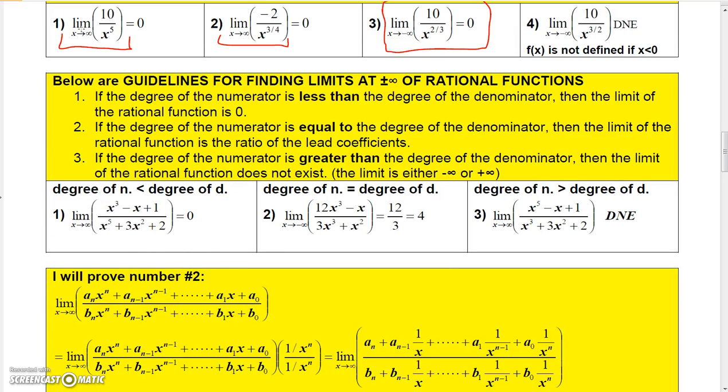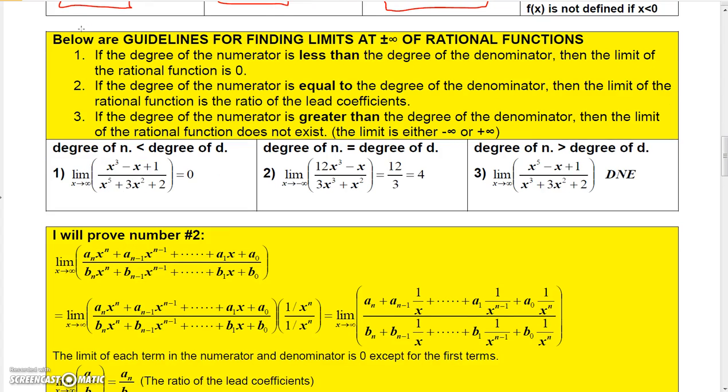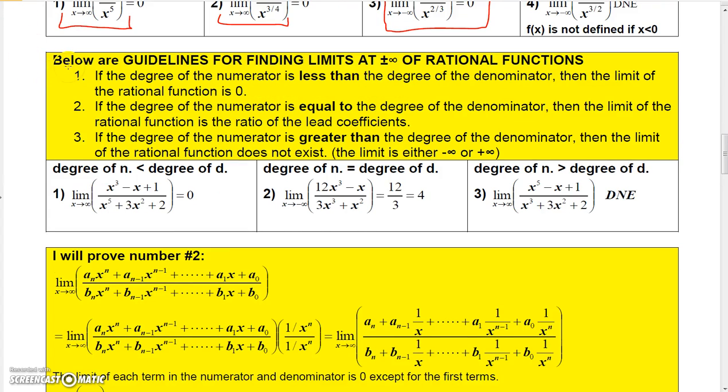Okay, now what that leads to are these three guidelines for finding limits of rational functions. Remember, a rational function is a function where the numerator and denominator are polynomials. So let's look at these three guidelines.